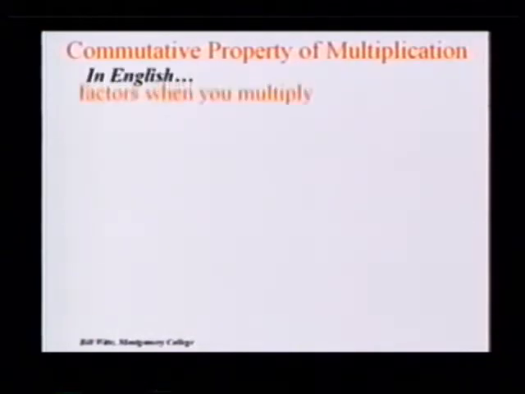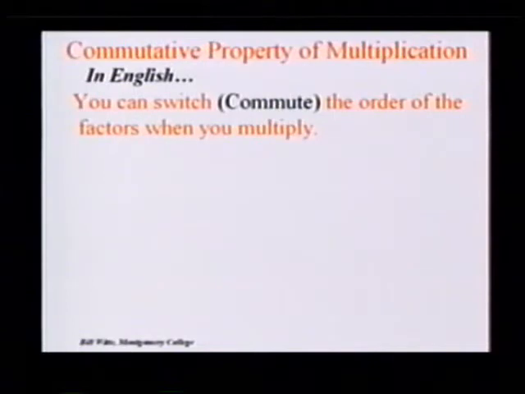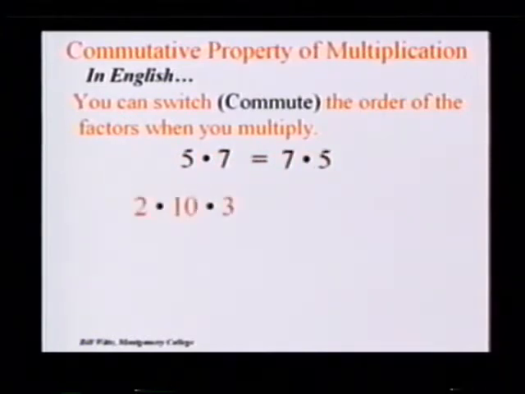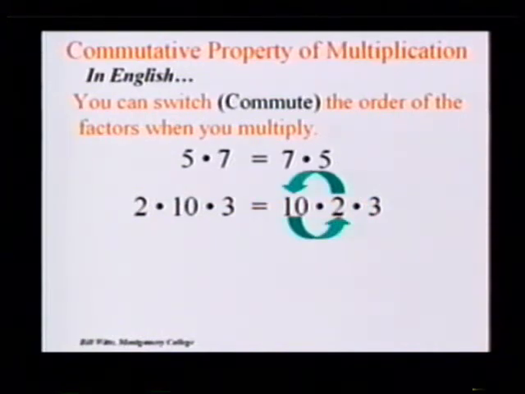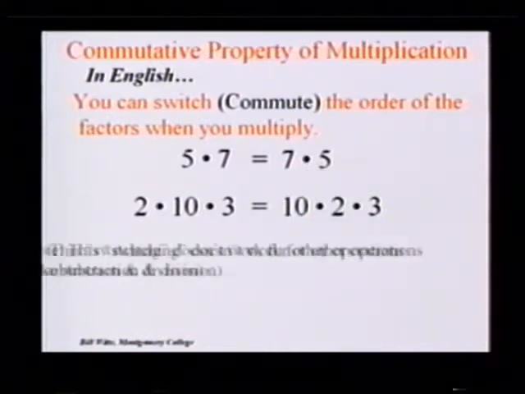The commutative property. Remember what that was? That you could switch the order, or commute, or move the order of things when you're multiplying. 5 times 7 is going to give you the same answer as 7 times 5. 2 times 10 times 3 is going to give me the same answer as 10 times 2 times 3. What happened there? Oh yeah, I switched the 2 and the 10. I'm allowed to do that by the commutative property.